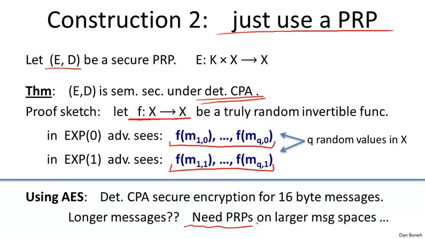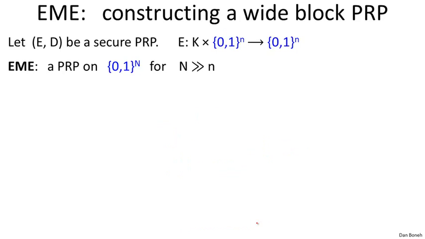Here we're going to construct PRPs with large message spaces from PRPs with small message spaces. So let's see how to do it. Suppose E is a secure PRP that operates on n-bit blocks. There's a standard mode called EME that will construct a PRP that operates on capital N-bit blocks, where capital N is much, much bigger than little n. So this would then allow us to do deterministic encryption on much larger messages than just 16 bytes. In fact, it could be as long as we want.